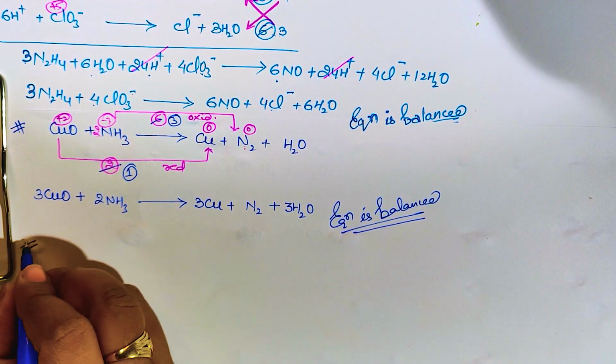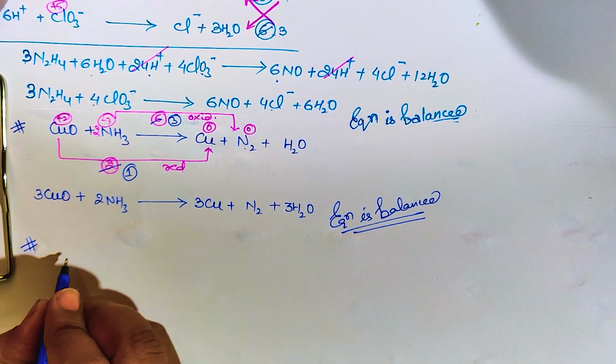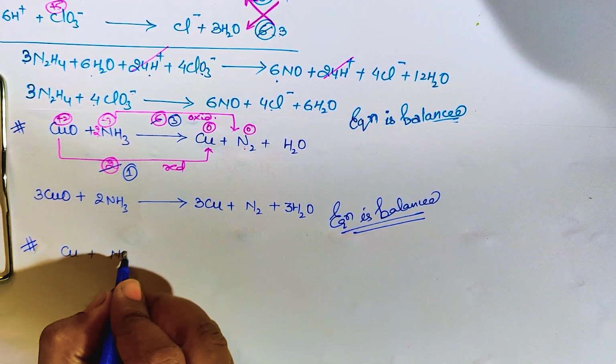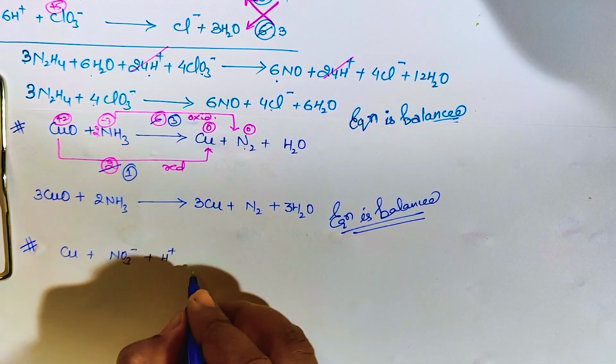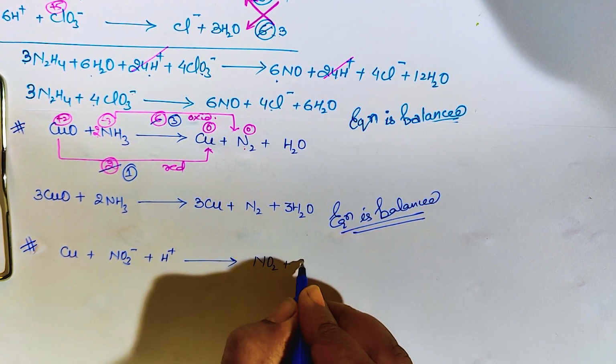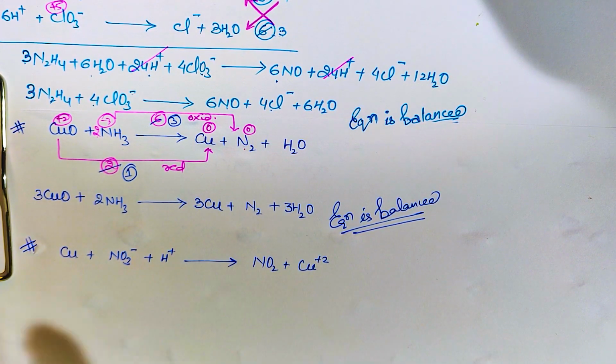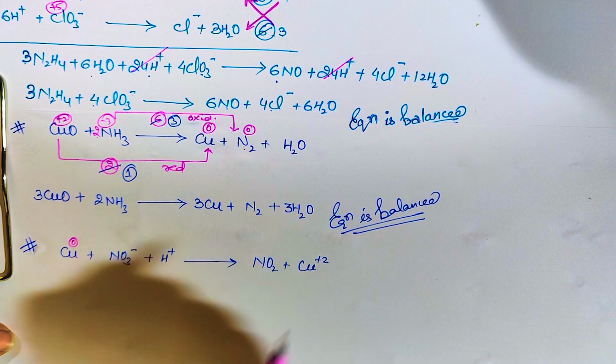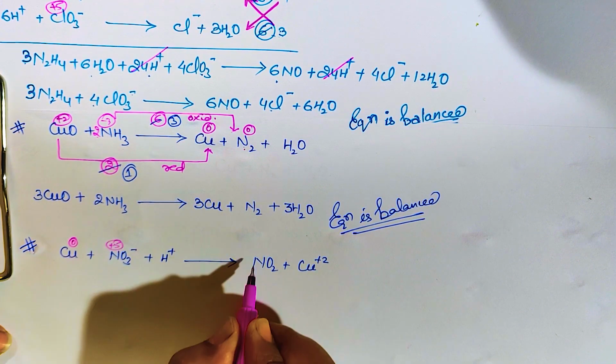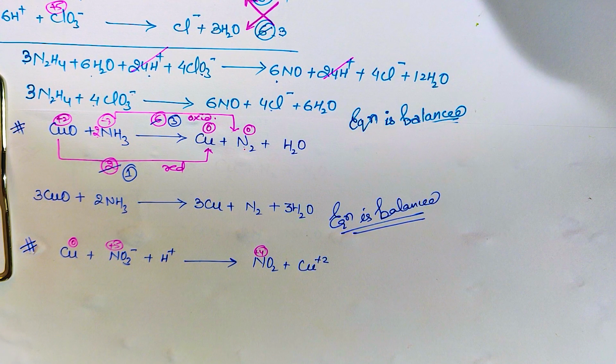Let's move to the next question, and the next question I'm giving you is Cu plus NO3 minus plus H plus will give you NO2 plus Cu2 plus. See, in the question it can be given that it is in acidic medium, but in this case there is no need to mention because H plus is already given. Yes, so we will start with the first step, that means finding the oxidation state. Here it is 0, here it is plus 2 already given, here it is plus 5, and here it is plus 4 given. So just write the differences.